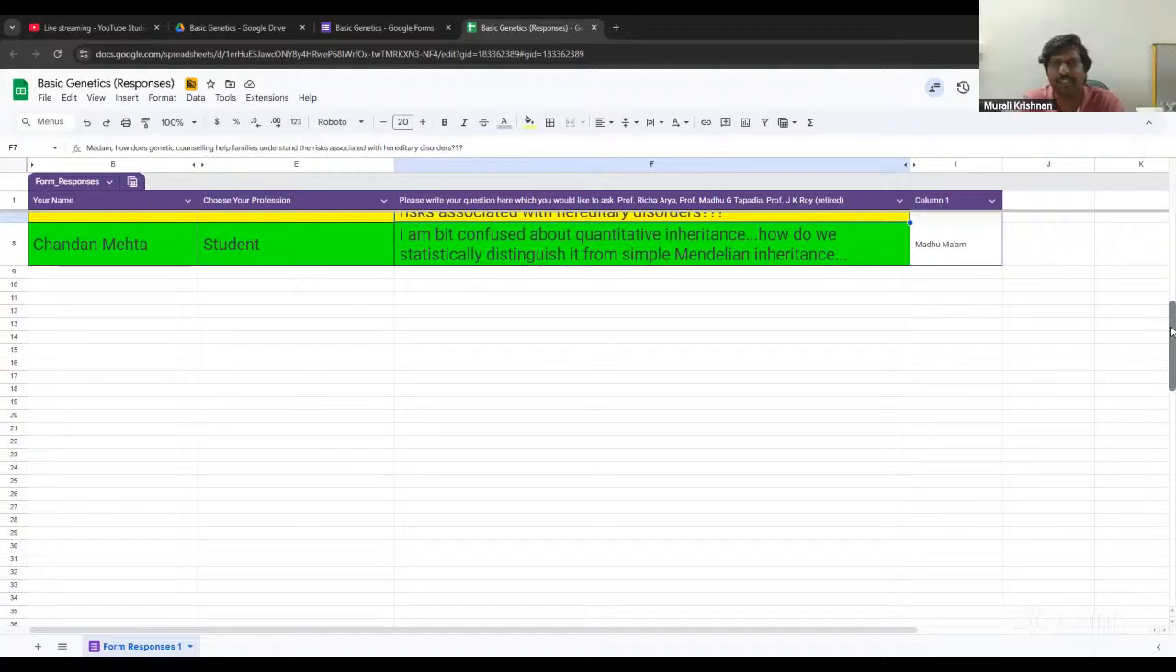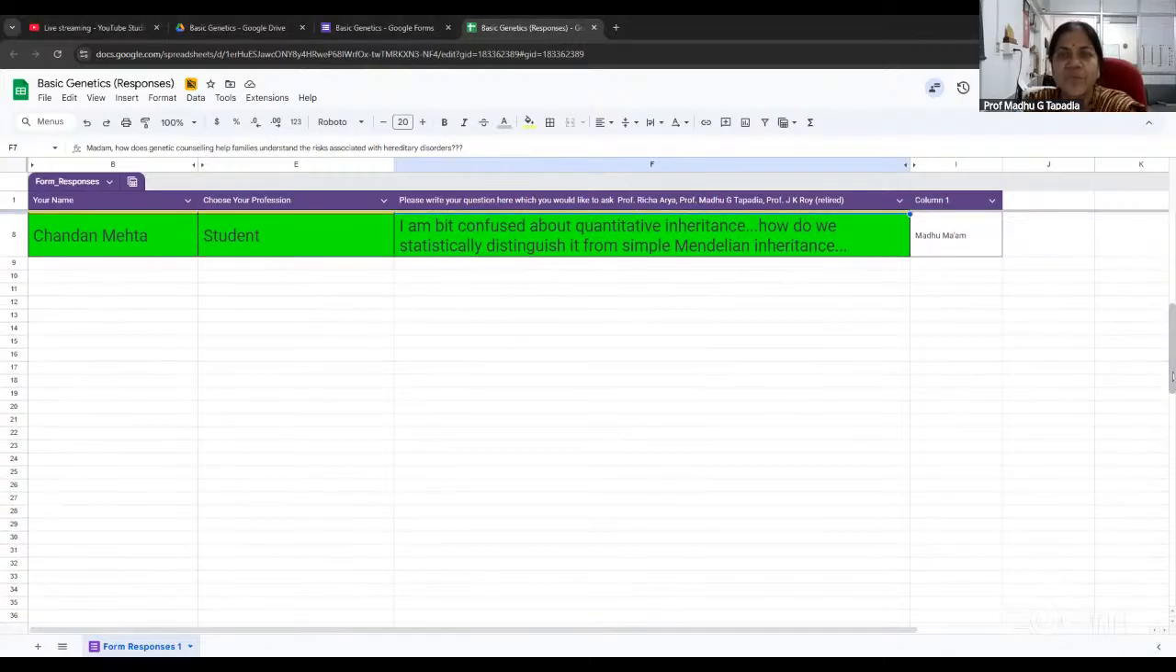The last question was posted by Mr. Chandan Mehta. The question is, I'm a bit confused about quantitative inheritance. How do we statistically distinguish it from simple Mendelian inheritance? By reading this question, it's difficult for me to understand what the student wants to ask, but I'll tell what I have understood. In case there are more queries, the student can of course approach.